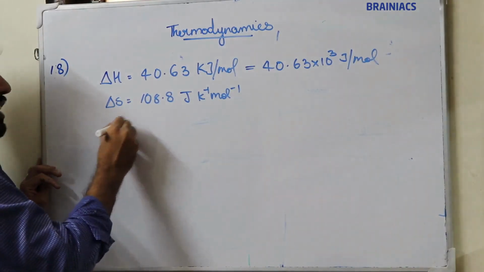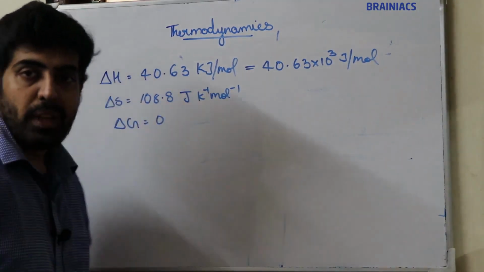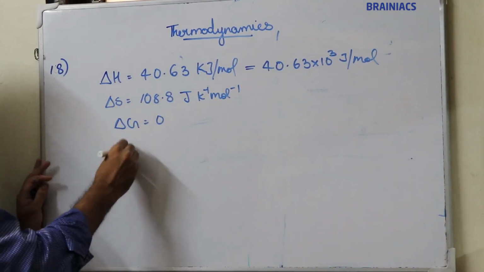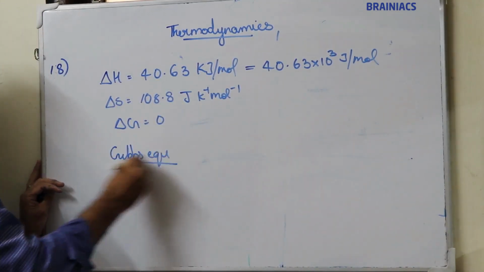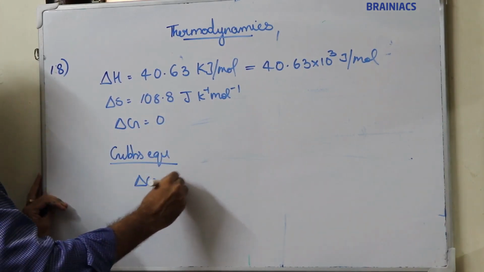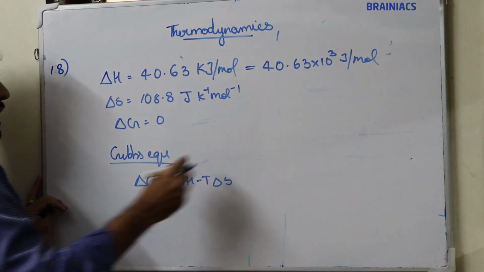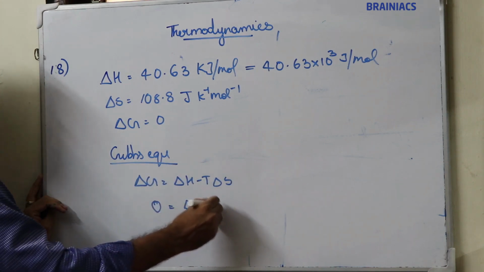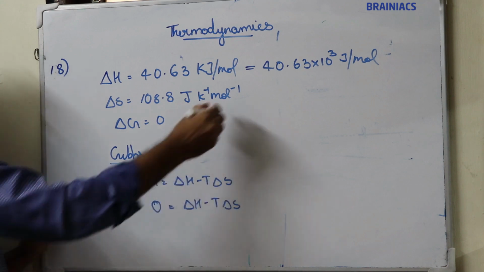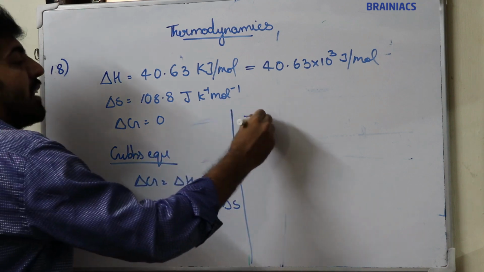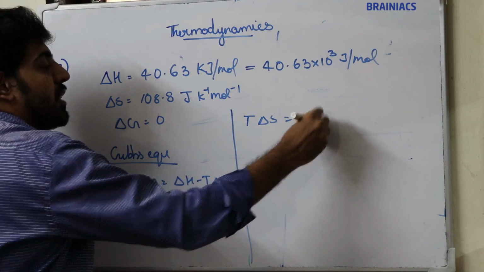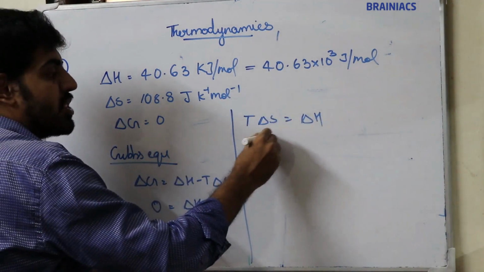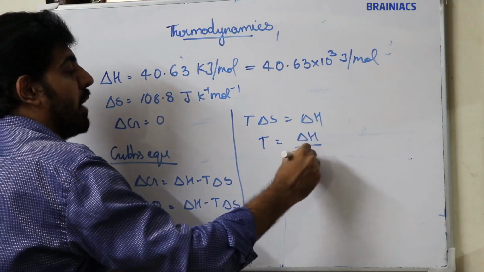Now here delta G value is given, it is equal to 0. So according to the Gibbs equation, delta G is equal to delta H minus T delta S. Delta G is equal to 0, so 0 is equal to delta H minus T delta S. Taking the T delta S to this side, plus T delta S is equal to delta H. T is equal to delta H by delta S.